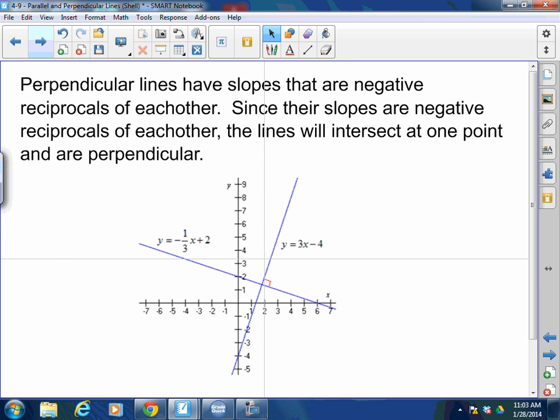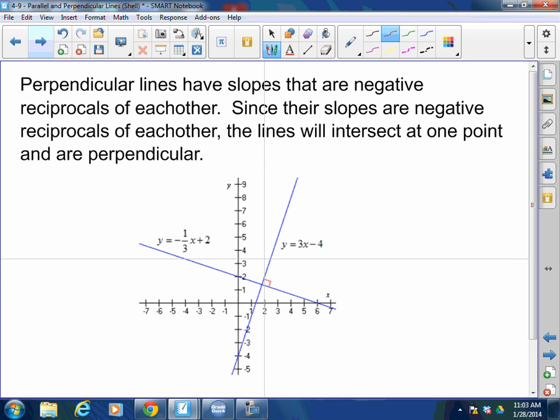Perpendicular lines. Perpendicular lines are lines that intersect to create this little box, and that little box represents 90-degree angles. So perpendicular lines are lines that intersect where they form 4 right angles. Because if that's a right angle, then that's a right angle, and that's a right angle, and that's a right angle. Okay? Now, the slopes of perpendicular lines are negative reciprocals of each other.